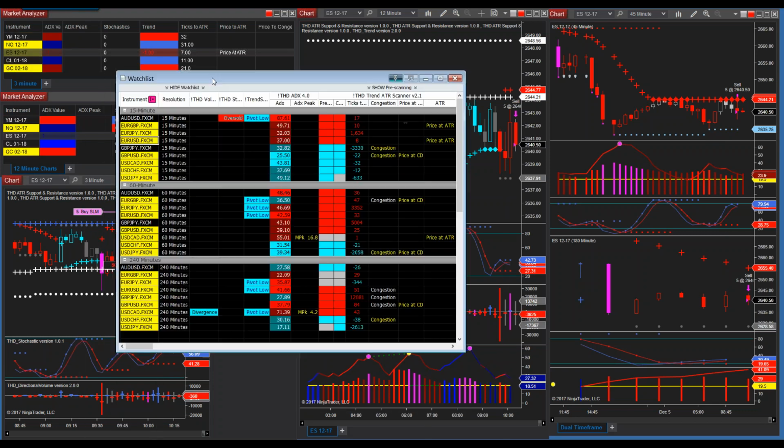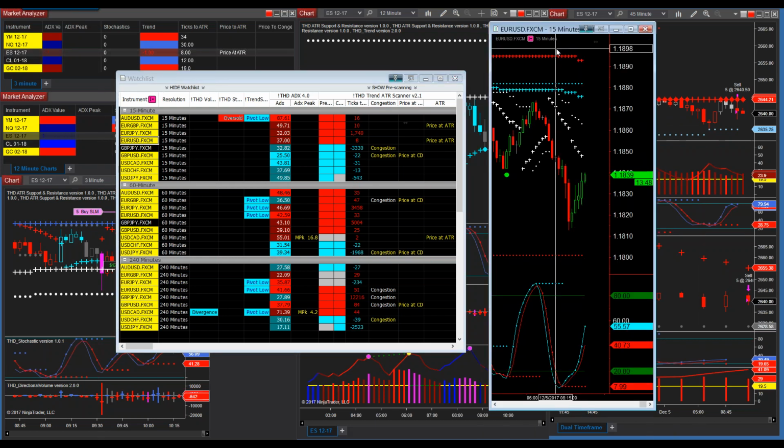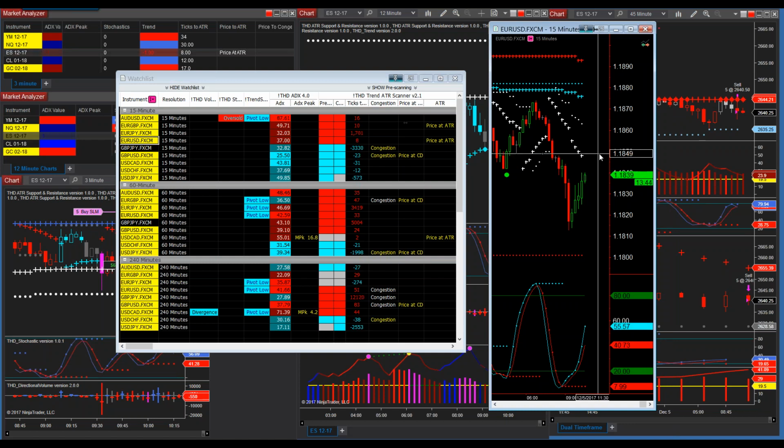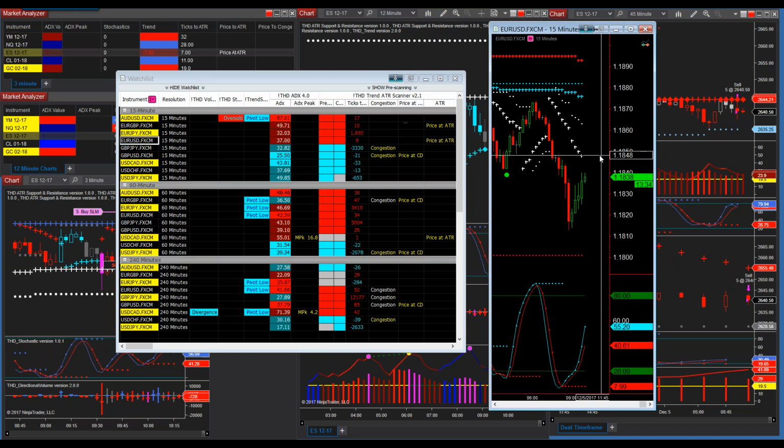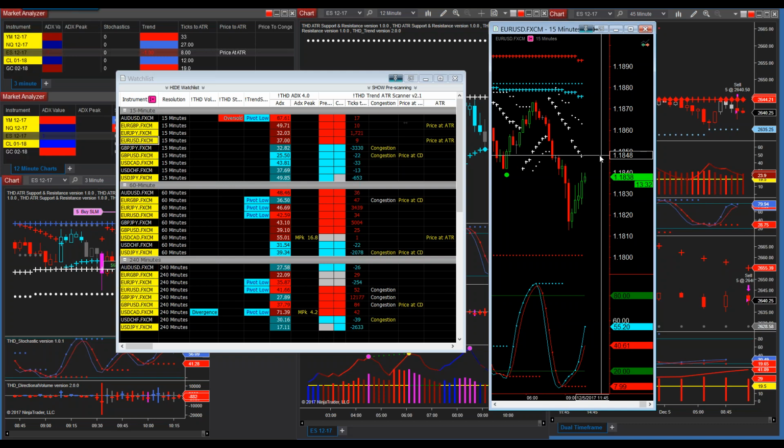And what I'm watching is price at the ATR. If it pops up and price is at an ATR, I immediately go and look at that market. And you can see this is approaching the ATR, not quite there yet. Now, in the meantime, while I'm looking at that, I'm also glancing at my other charts, being a 15, a 60, and a 240.